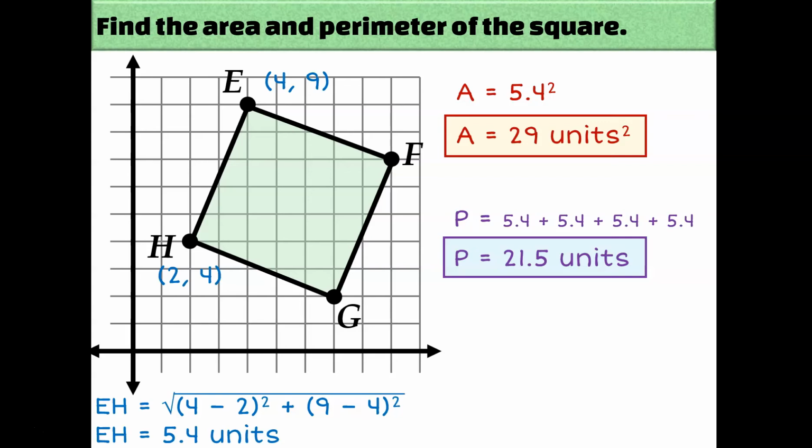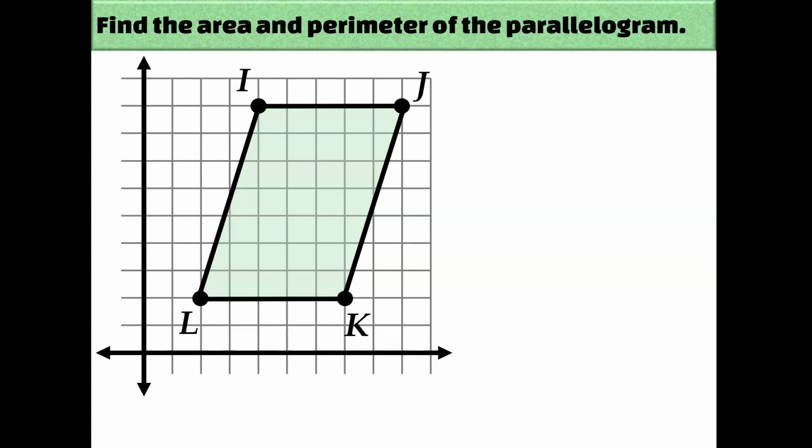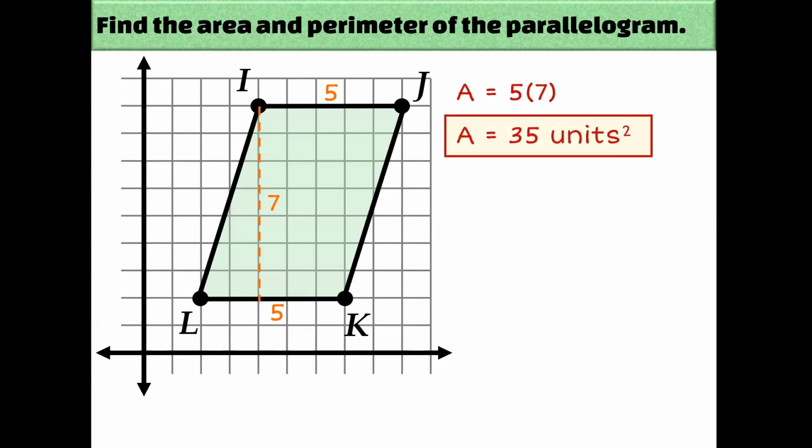Let's try another one. This time we're going to calculate the area and the perimeter of this parallelogram. The area is pretty easy because the base is horizontal and the height has to be perpendicular to that base, so the height is a vertical line that gets drawn between the 2 bases. So each of the bases is worth 5, and the height is a total of 7. So the area is just 5 times 7, so 35 square units.